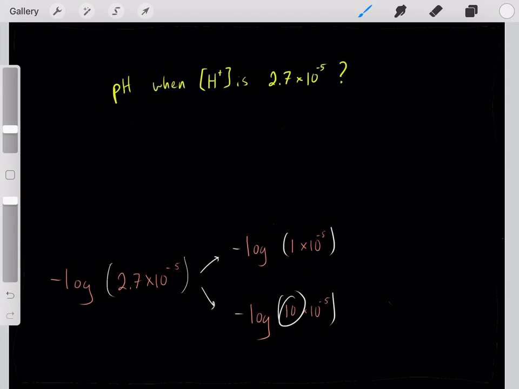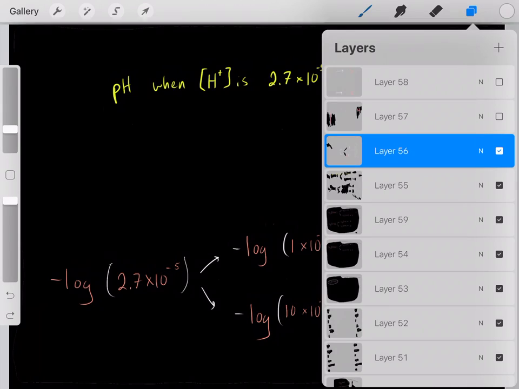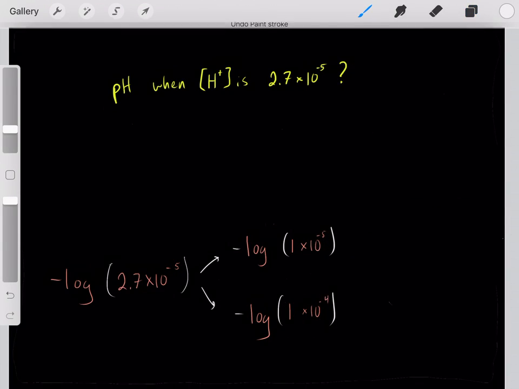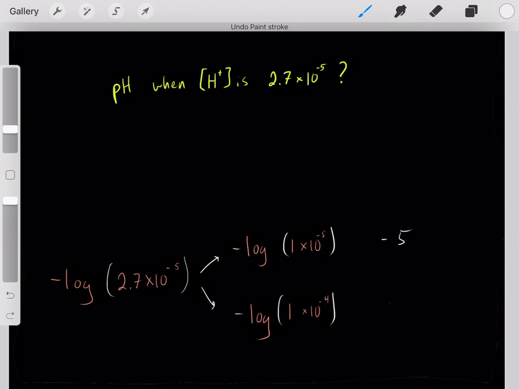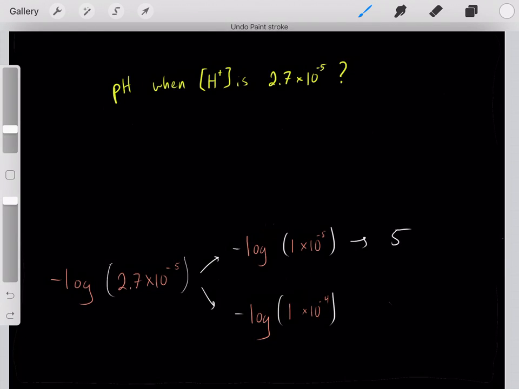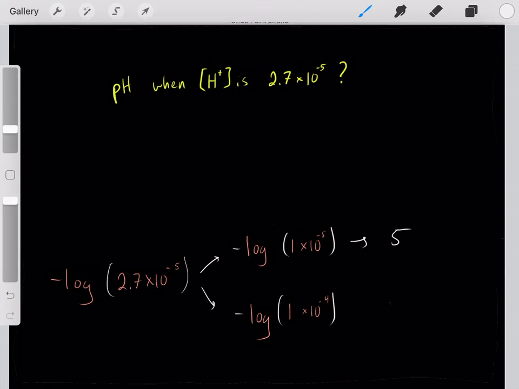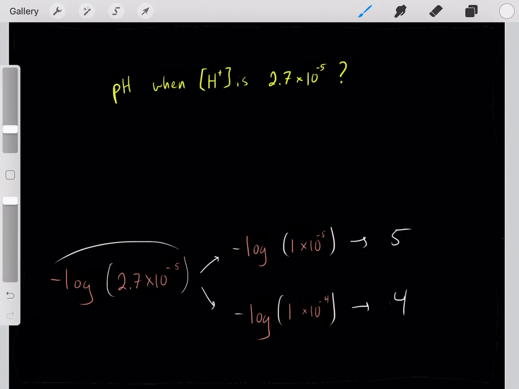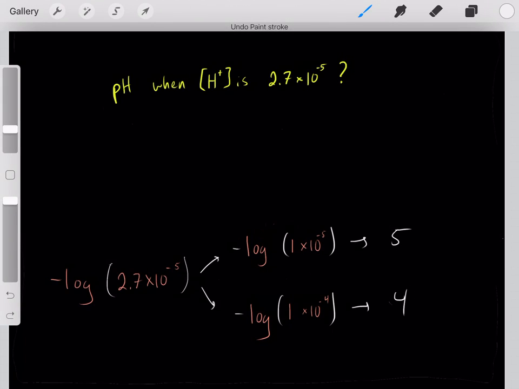And instead of doing 10 to the negative 5, we can divide this by 10 as long as we multiply this by 10, which is a rule we already explained. So that's the same thing as this. Now we can solve both of these. Remember, with logs and scientific notation, this is easy. We simply take this value. So that's negative 5. But because it's negative log, we change the sign. So now it's positive 5. And then we take this value. So that's negative 4, but because it's negative log, we change the sign. So that's positive 4. So now we know this value is between 5 and 4.